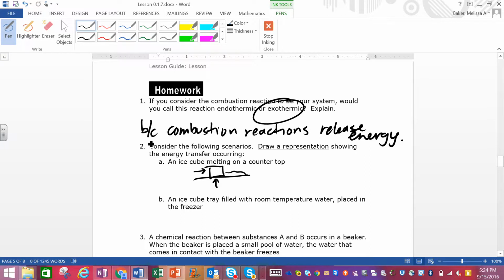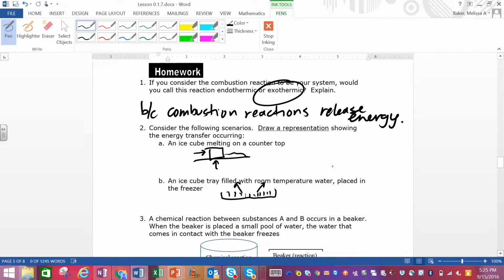How about an ice cube tray? It says, filled with room temperature water, placed in the freezer. In this situation, energy is being transferred away from the ice cubes because the freezer temperature is cooler.